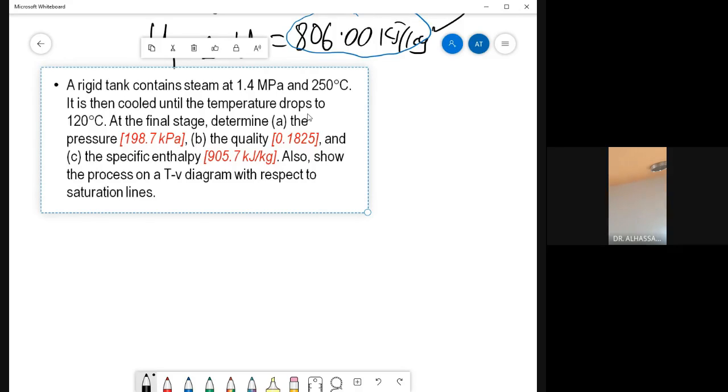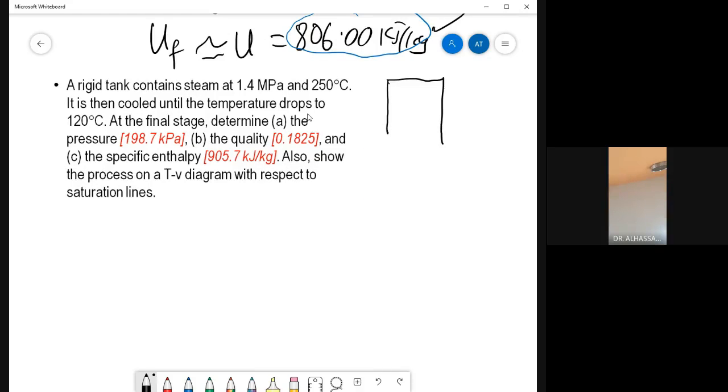So here we have a rigid vessel. And this rigid vessel contains pressure equals to 1.4 MPa and temperature equals to 250 degrees Celsius. It is then cooled. So cooling means that there is some amount of heat rejection, Q out. So this is step one of the system.